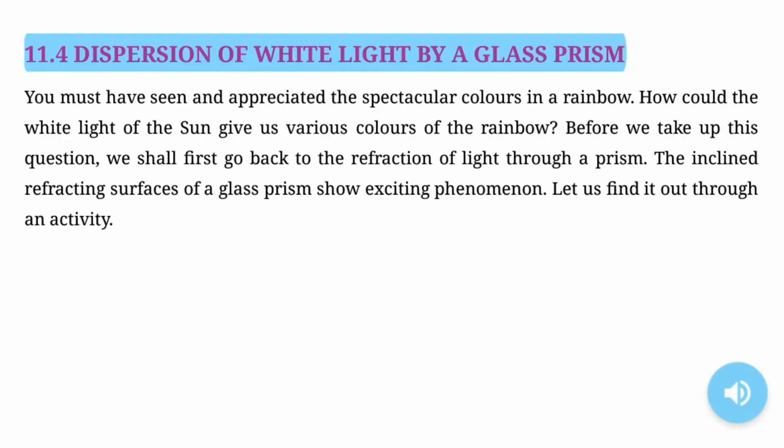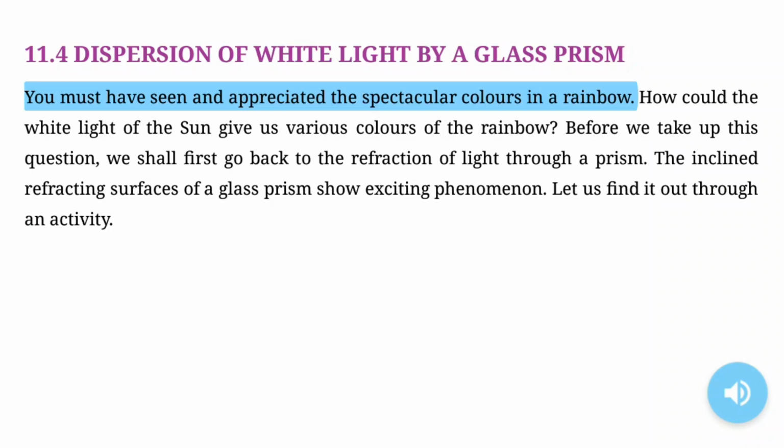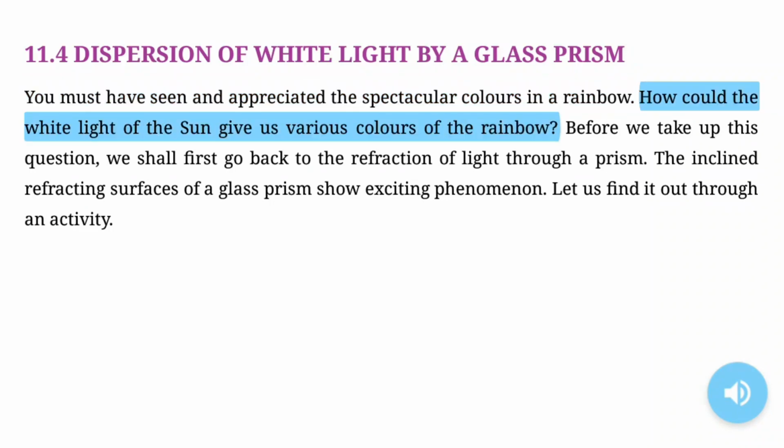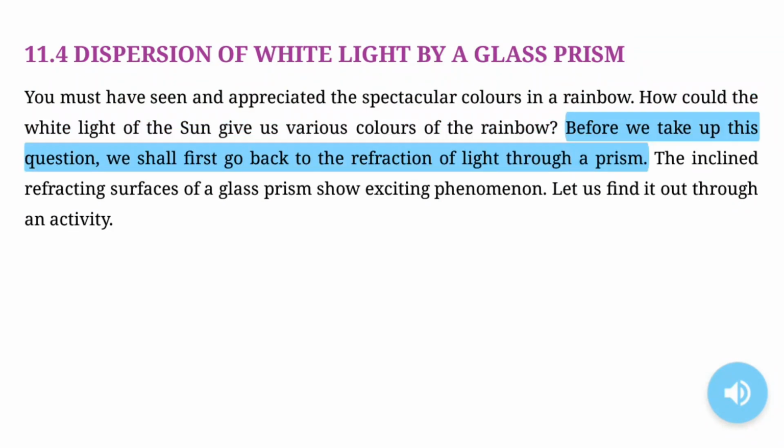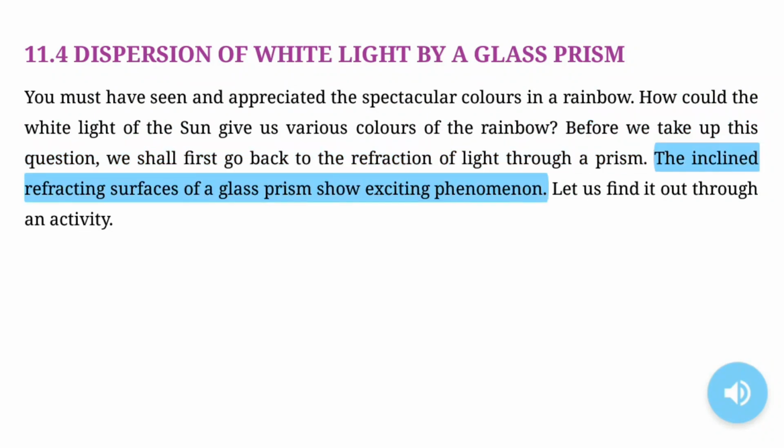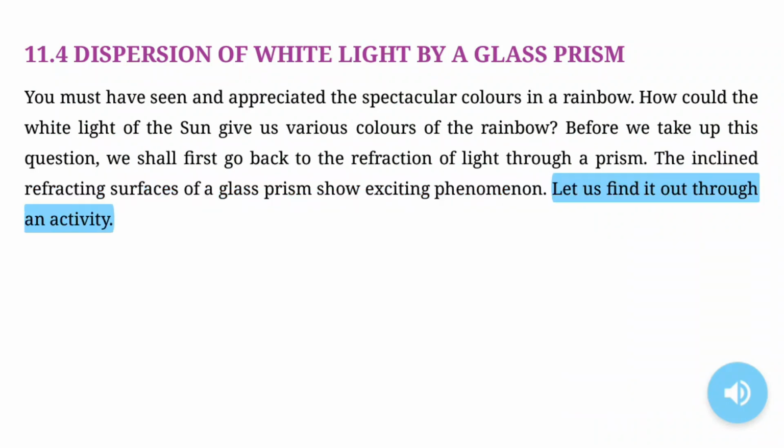11.4 Dispersion of white light by a glass prism. You must have seen and appreciated the spectacular colors in a rainbow. How could the white light of the sun give us various colors of the rainbow? Before we take up this question, we shall first go back to the refraction of light through a prism. The inclined refracting surfaces of a glass prism show an exciting phenomenon. Let us find it out through an activity.